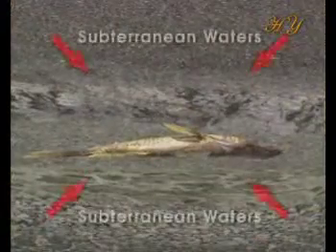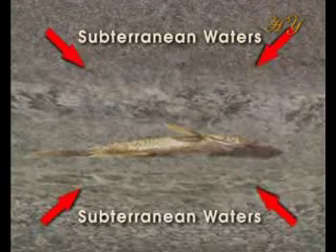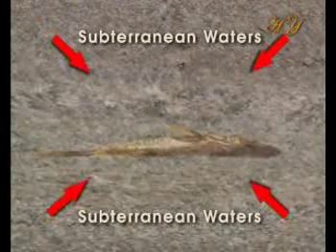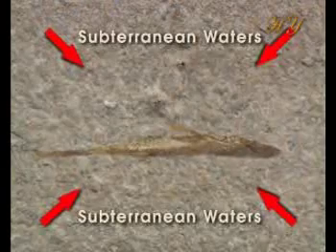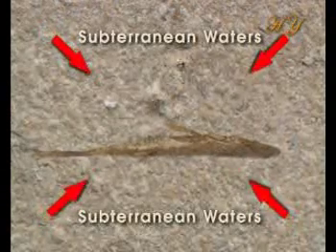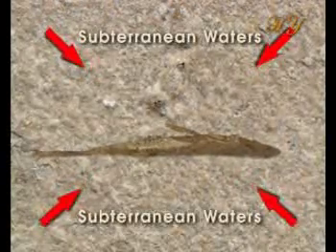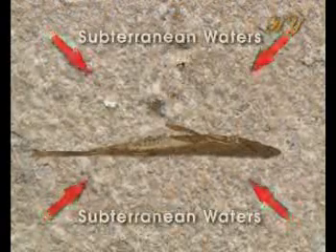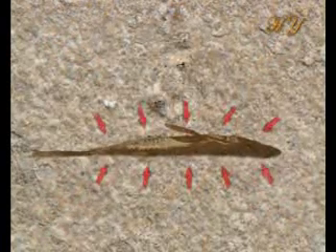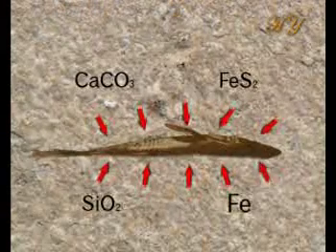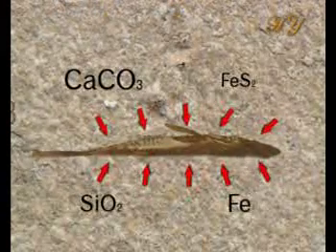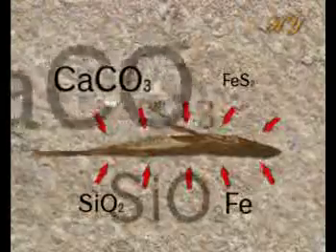Subterranean waters begin seeping into the decaying tissues, and the minerals contained in these waters gradually replace the chemicals in the tissues. These materials that replace the chemicals in the tissues are the building blocks of rocks such as calcite, pyrite, silica, and iron, and are far more resistant to wear and erosion.